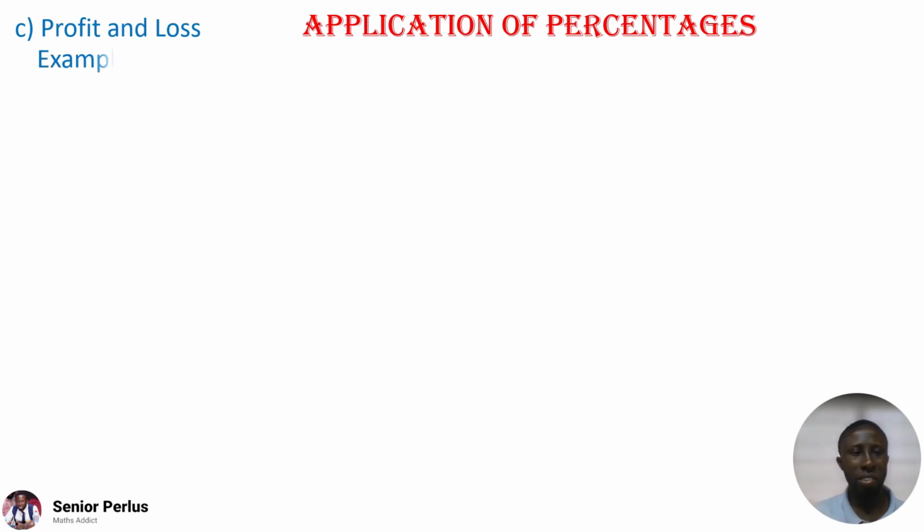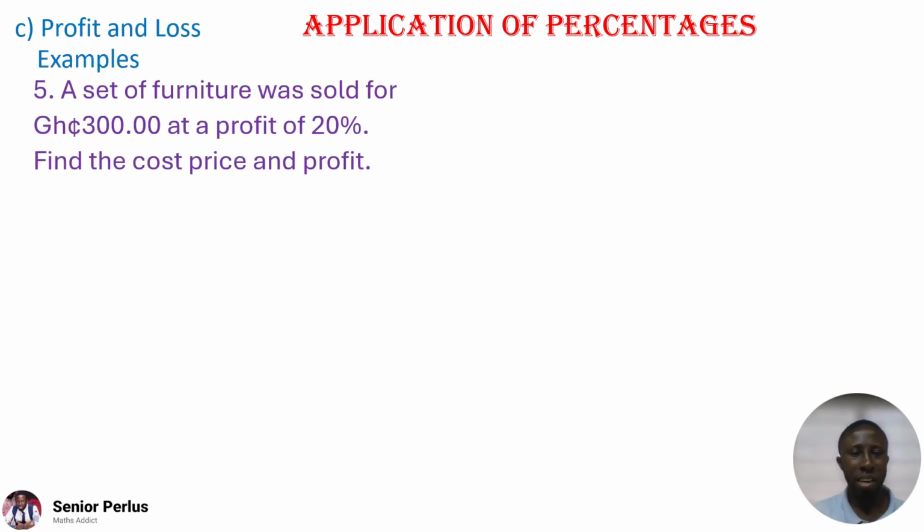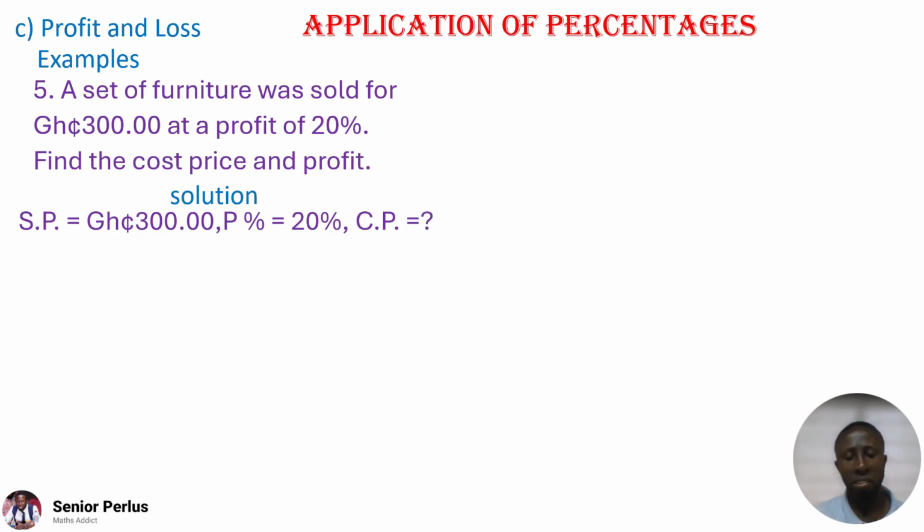We are still on profit and loss. Our fifth example: a set of furniture was sold for 300 Ghana cedi at a profit of 20%. Find the cost price and the profit. So we are given the selling price, 300 Ghana cedi, and the profit percent, 20%. Find the cost price. You know that profit percent is profit out of the cost price times 100.